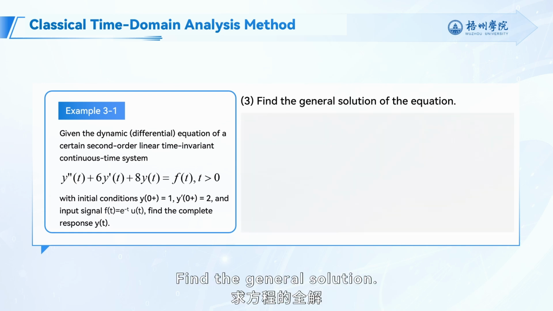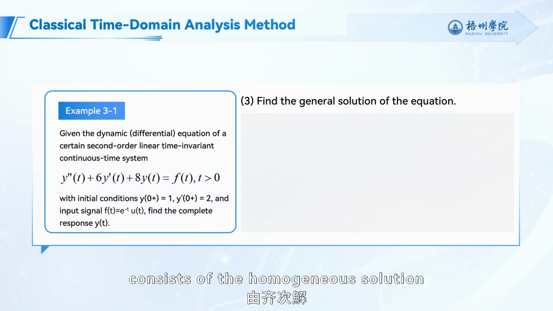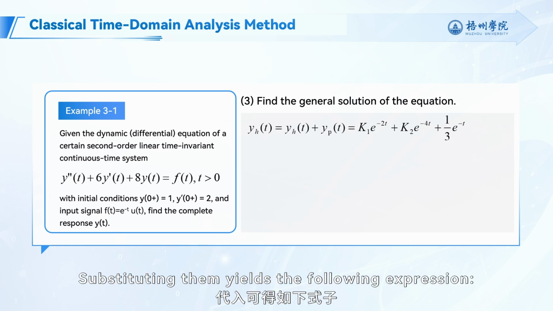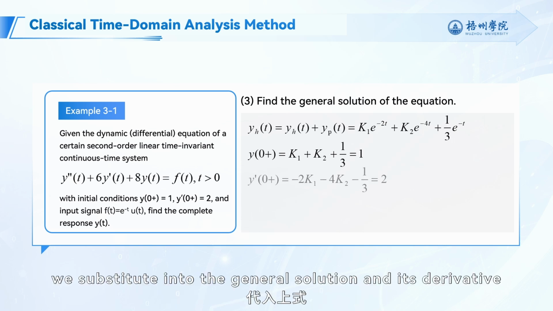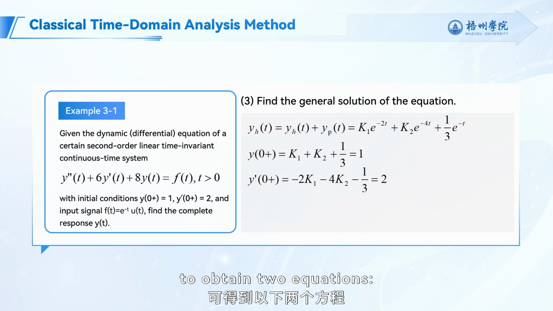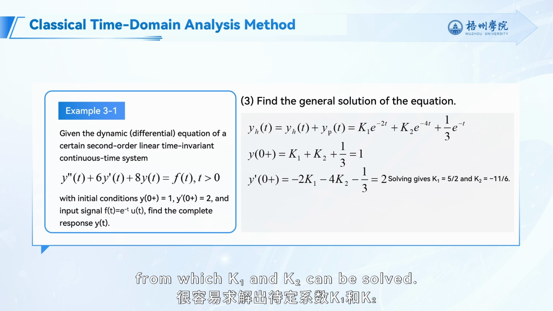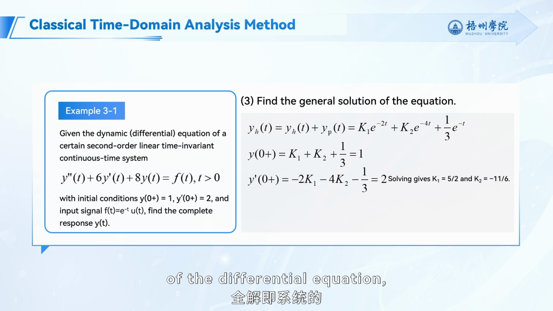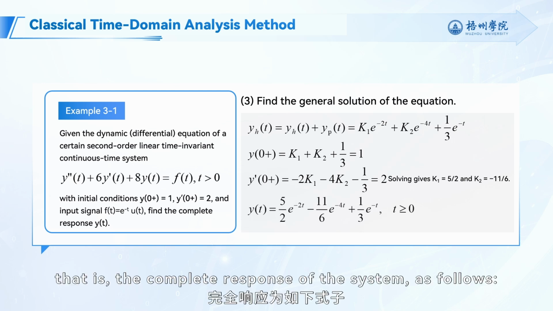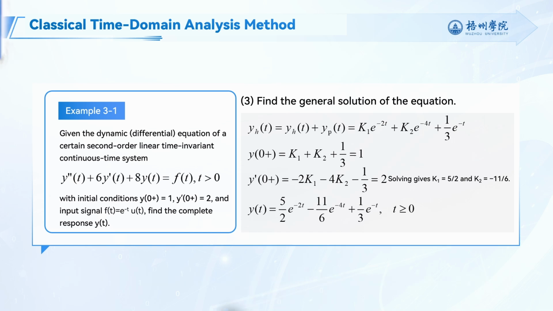Find the general solution. The general solution consists of the homogeneous solution and the particular solution. Substituting them yields the following expression. Using the initial conditions y(0+) = 1 and y'(0+) = 2, we substitute into the general solution and its derivative to obtain two equations, from which k1 and k2 can be solved. Substituting yields the general solution of the differential equation, that is, the complete response of the system as follows.